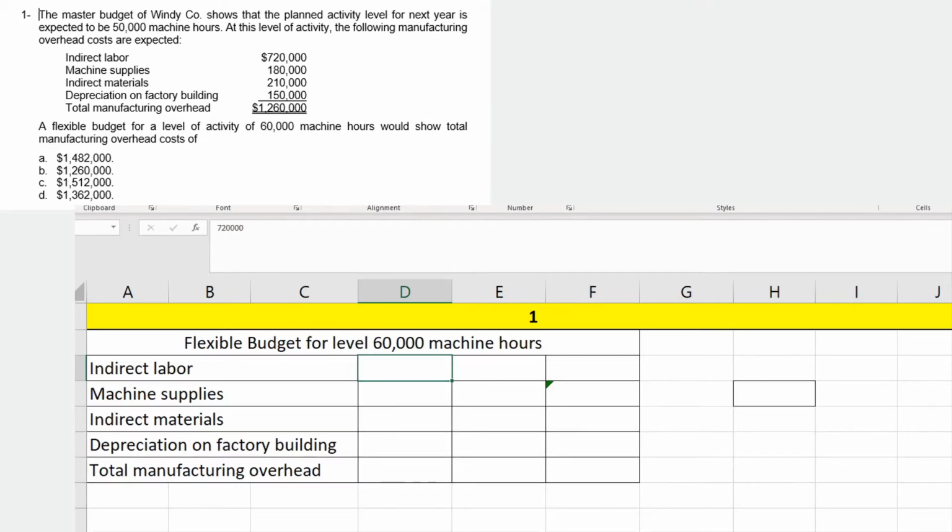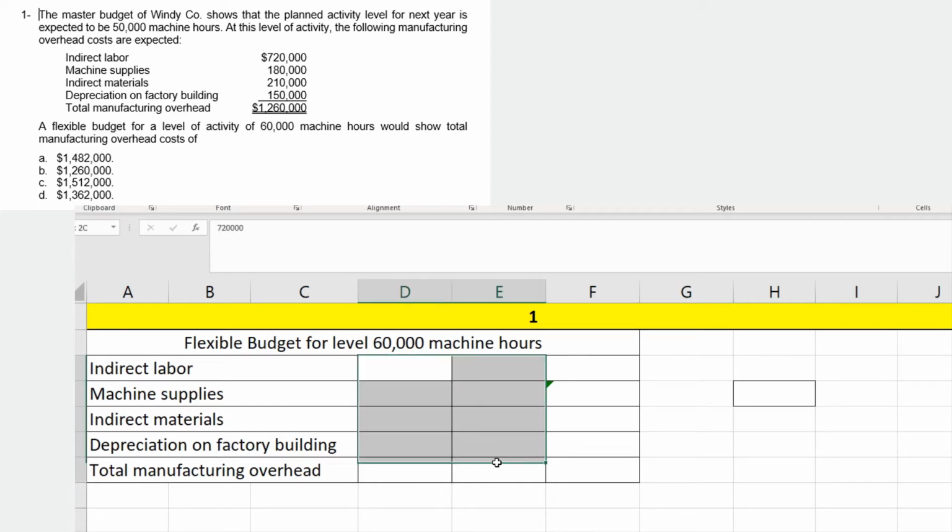Alright, in this first example we have a master budget of Windy Company that has a planned activity level of 50,000 machine hours. They've given us some detail totaling a manufacturing overhead of 1.26 million, and they've said that a flexible budget for level activity of 60,000 machine hours would show what costs.